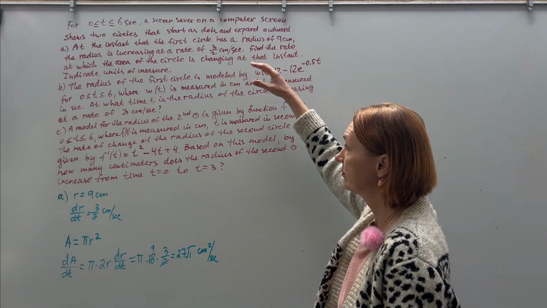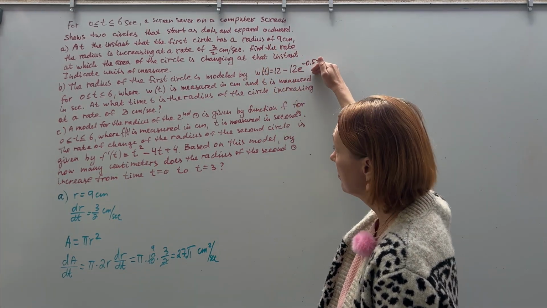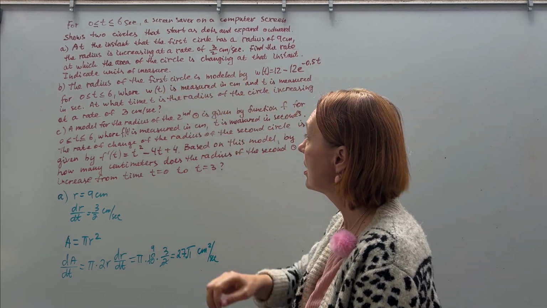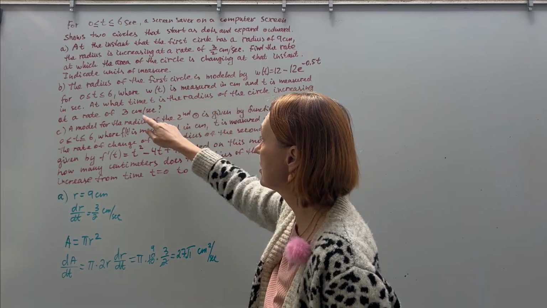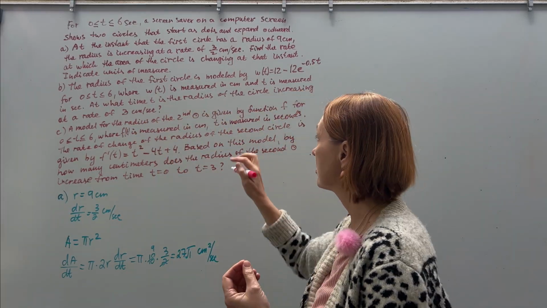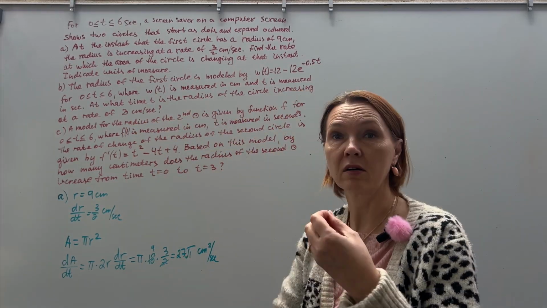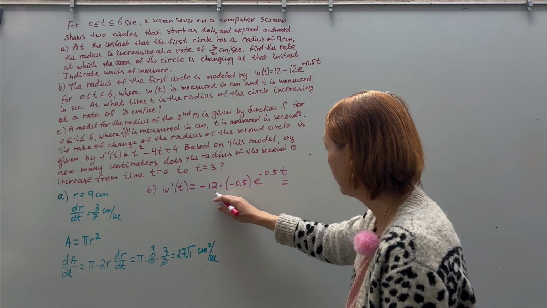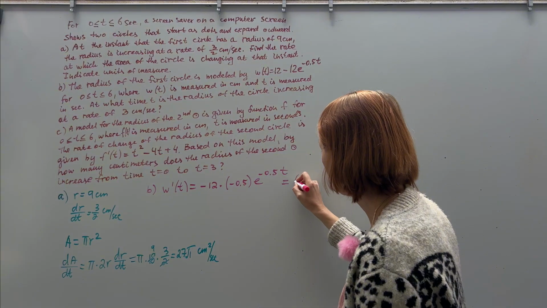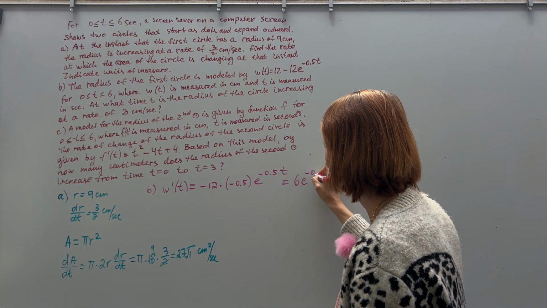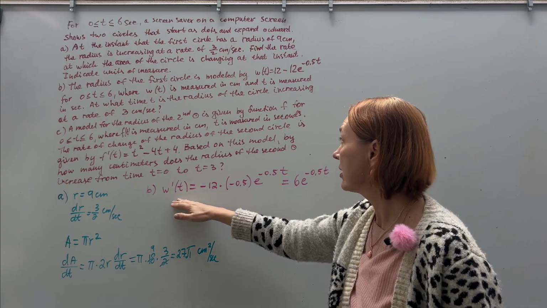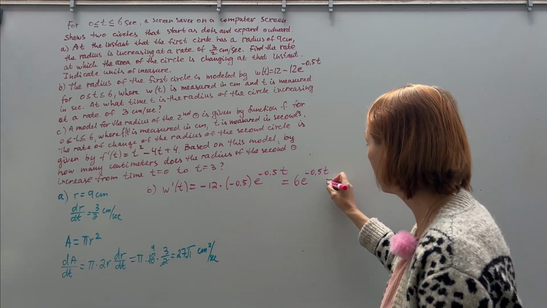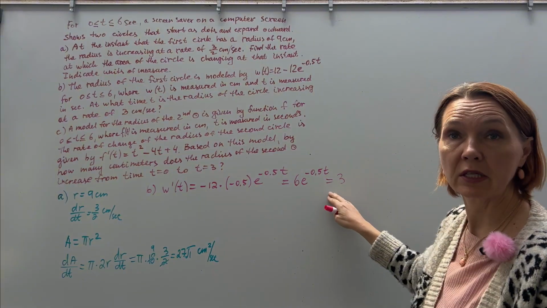In the second part, we're given the radius of the circle is described by this expression. W of t is measured in centimeters, t is measured in seconds. At what time is the radius increasing at a rate of 3 centimeters per second? So the radius increasing at a rate tells us we need to find the derivative of this expression. Let's simplify. We get 6 e to the negative 0.5 t. We calculated the derivative, simplified it, and we are given that the derivative changes at a rate of 3 centimeters per second. So we set it equal to 3.